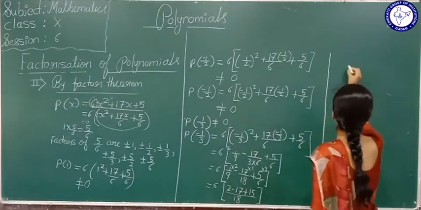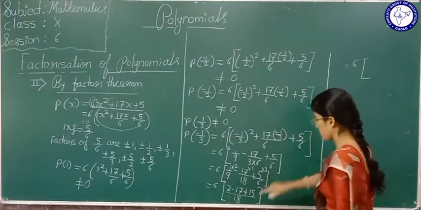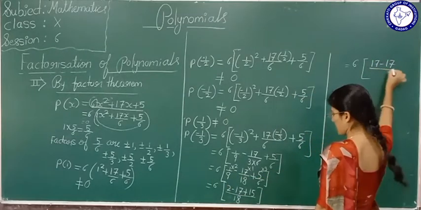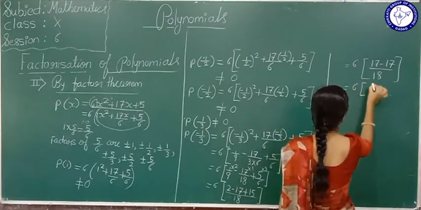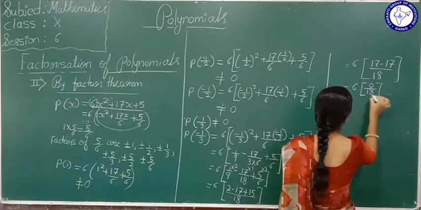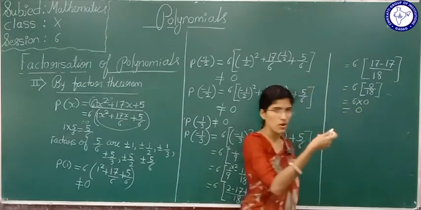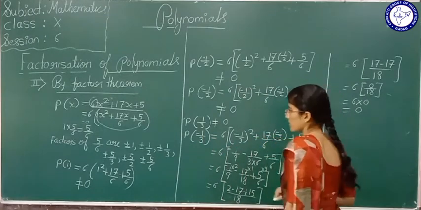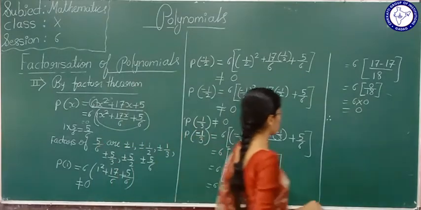Now see here, 6 and this is 15 plus 2 is 17. 17 minus 17 by 18, 0 divided by 18 is 0. 6 zeros are 0. We got 0. What can we tell? Therefore, see which value we put here? Minus 1 by 3.